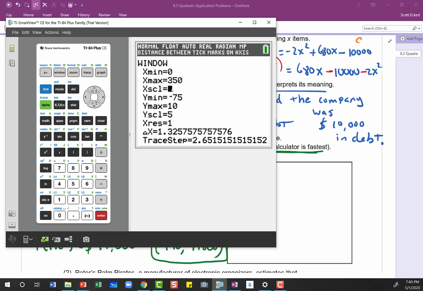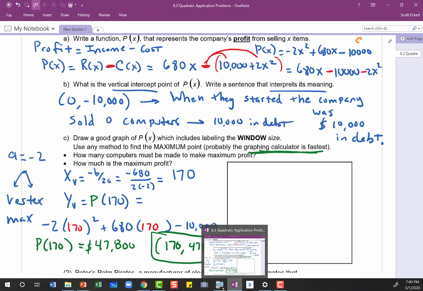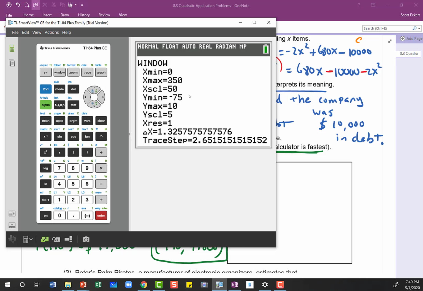And let's do the scaling. Since we're going all the way to 350, let's count by 50s. 50 computers for each tick mark. Now, the y numbers. The y numbers are the profits. Now, remember over here, we started in debt at negative 10,000. So let's start there. I'm not exactly sure where to start the y's, but that's probably a good number to start with, and we'll see how it takes shape.